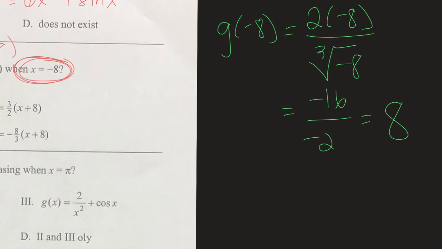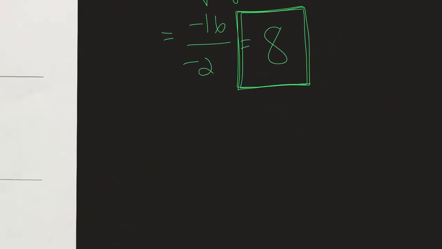So the y value when x is -8 is +8. When I substitute -8 into our places, we have 2 times -8, which is -16, and the cube root of -8, which is -2. The cube root of -8 is -2. So -16 over -2 is +8. So now we have to find the derivative of this function. Okay, so let's talk about how we find the derivative. And there's a hard way and there's an easy way.